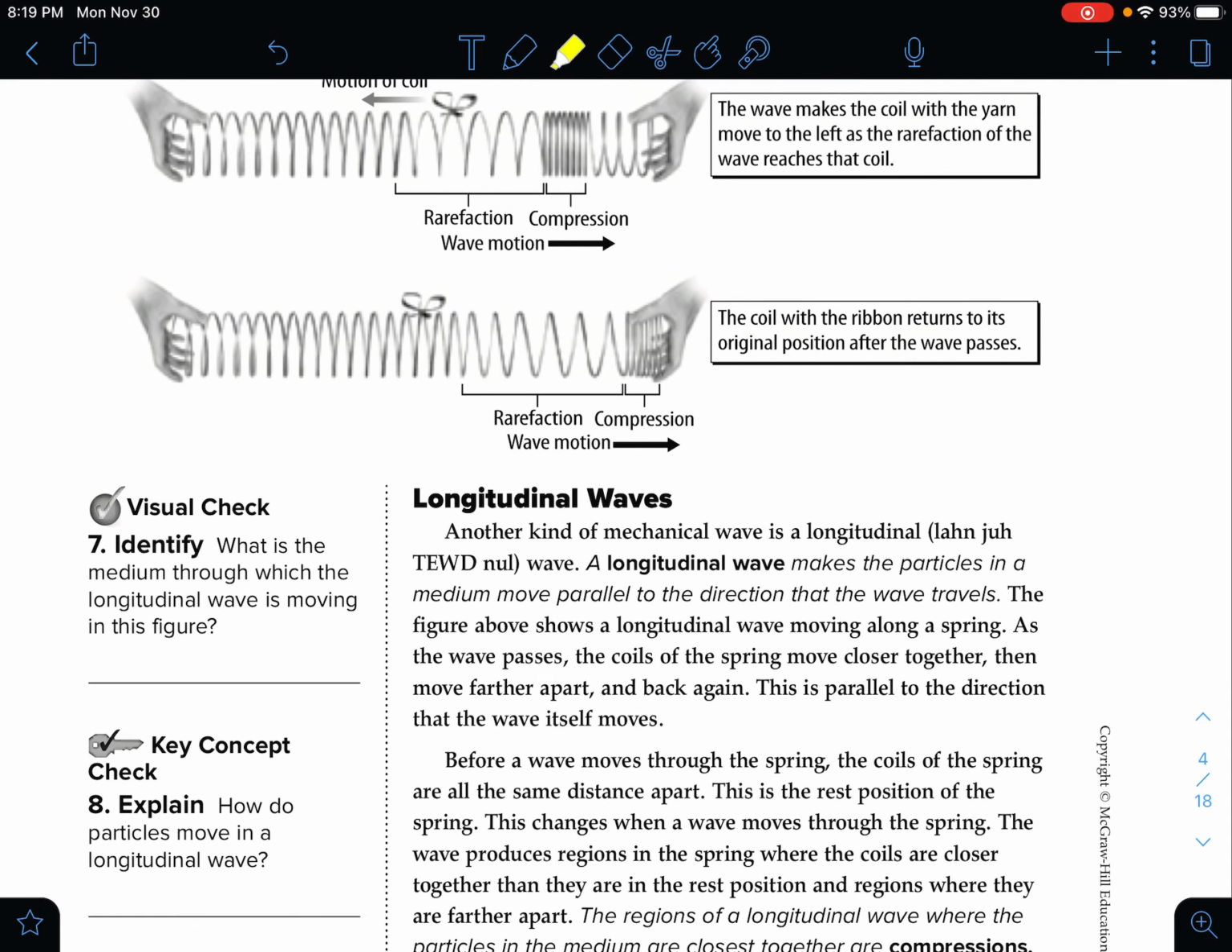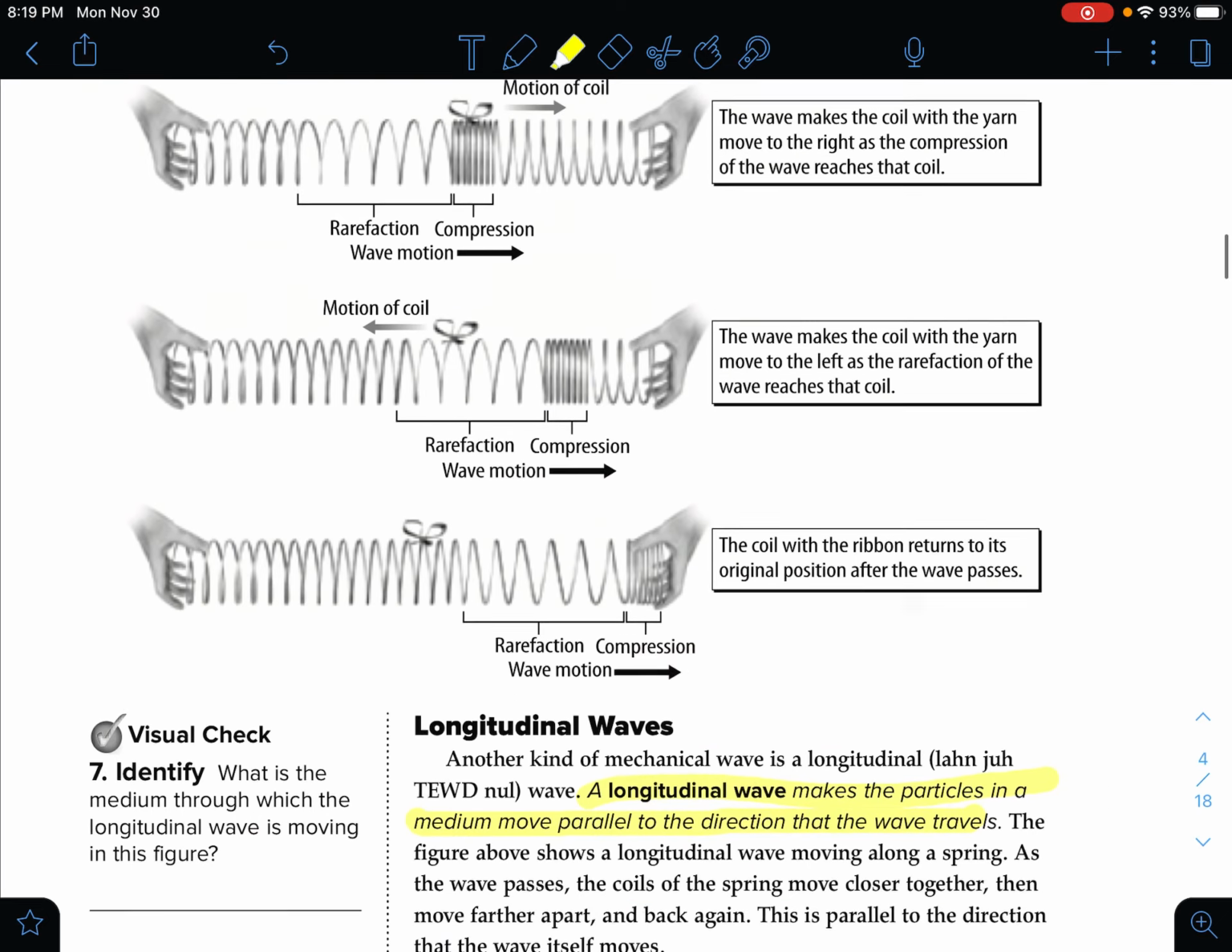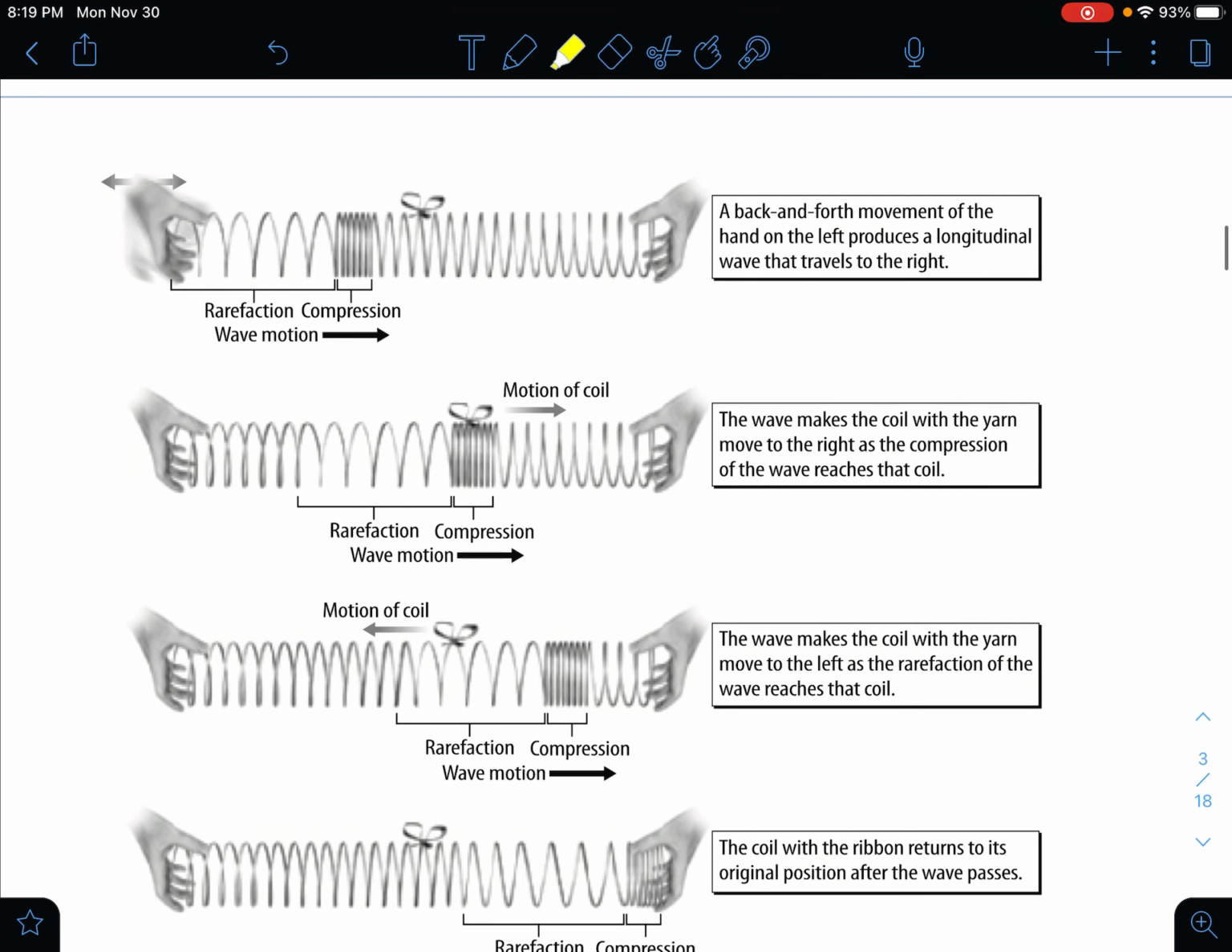So I see a vocab word right away, so we're going to go ahead and highlight that. A longitudinal wave makes the particles in the medium move parallel to the direction that the wave is traveling. So if you have a slinky at home, go ahead and try this. When you move it right here, like just pop it, you're going to see that we're going to be moving in this direction.